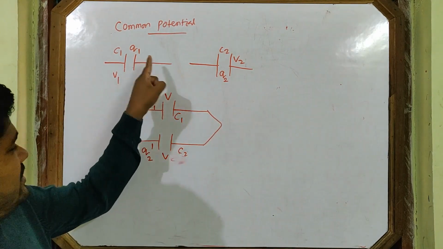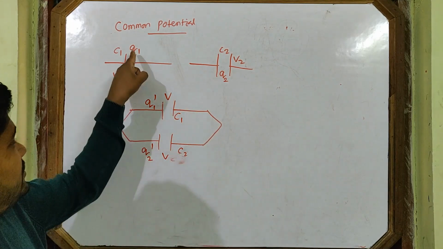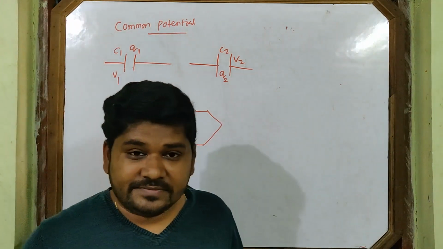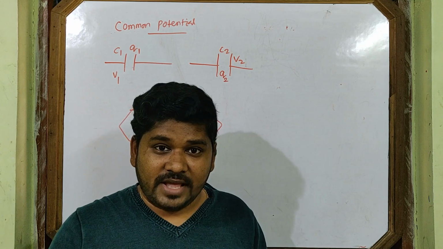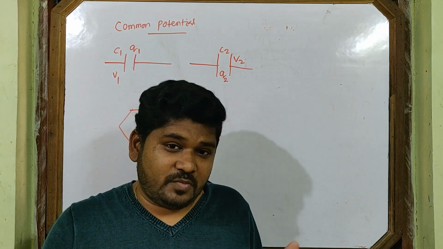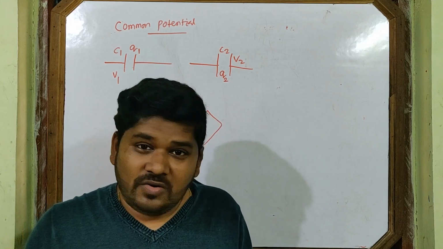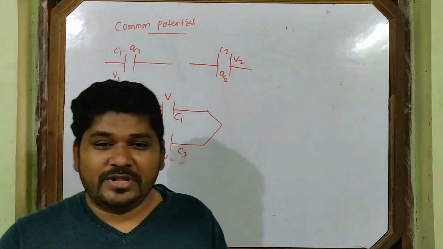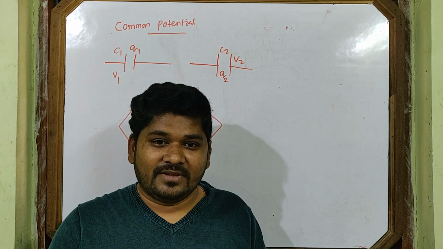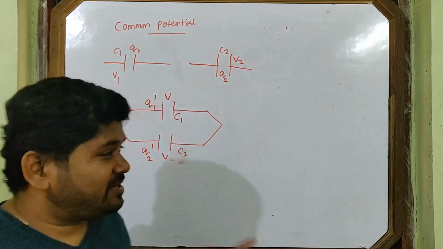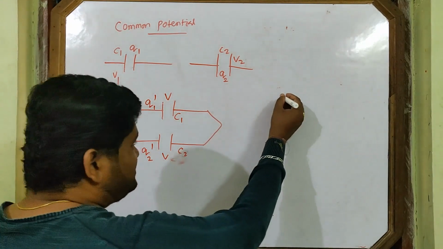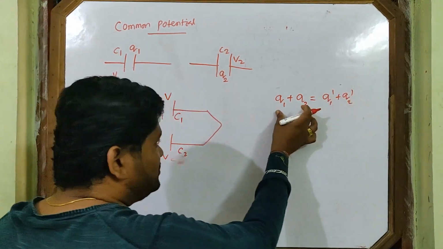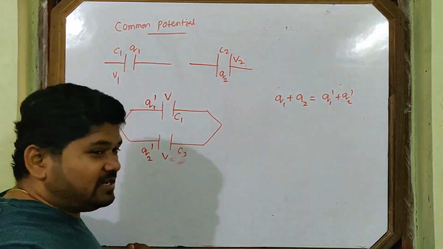Now see some similarity. Before combination, charge is Q1 plus Q2. After combination, charge is Q1 dash plus Q2 dash. Is there some relation? Yes. From where will the extra charge come, or where will the charge go? Nowhere, because of conservation of charge; those charges only rearrange between the two capacitors. Charge can neither be created nor destroyed. Only the conservation of charge principle is used here. Initially it was Q1 plus Q2, now it is Q1 dash plus Q2 dash. Initial total charge equals final total charge.